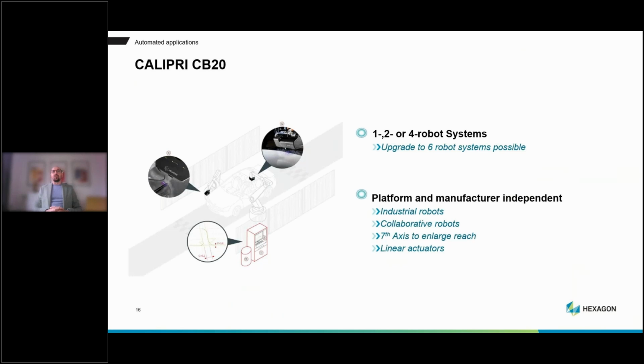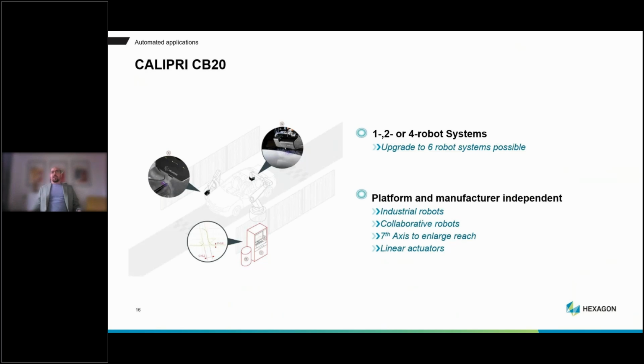We are platform and manufacturer independent. So you can use our sensors with industrial robots, but also with cobots, with collaborative robots. So both sensors, the CB20, which is the body in white and paint sensor, and the CB20CB for final assembly with transparent surfaces, are sub 4.5 kilograms. So basically, most of the robots that are on the market can carry our sensors, so that's no problem.